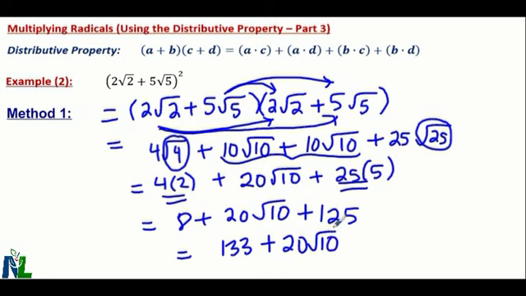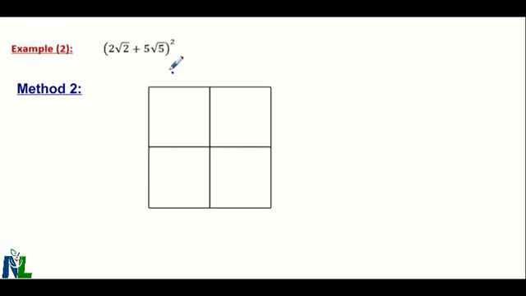I want to show you a second method that we can do this same question. Notice here I've drawn a square. So we can actually do this question using an area approach. If you think about a square, think of this as being the dimensions that we want to basically multiply by each other. So 2 root 2 and 5 root 5, I'm going to place those on the sides.